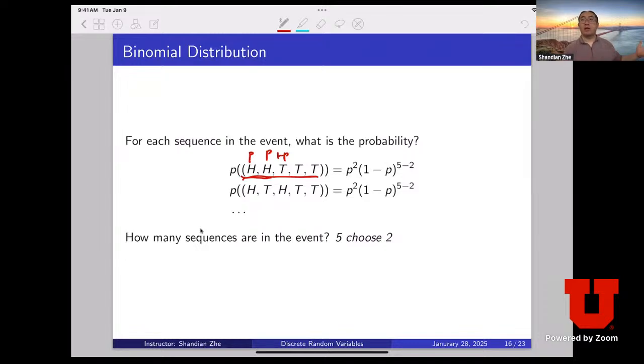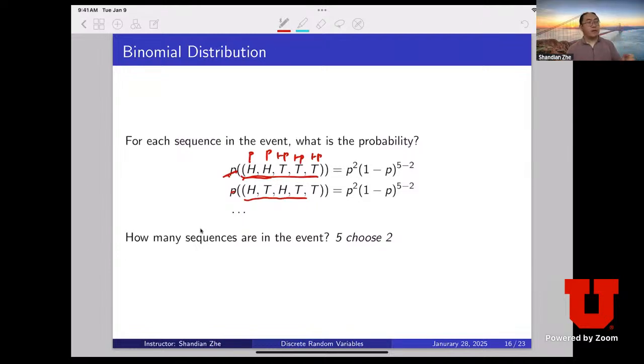Remember, every trial is independent of each other, right? So the next one, 1 minus P. The last one, you see the tail, the probability is 1 minus P, right? They're independent, so their joint probability is just multiplying all those factors together, which gives P to the power of 2, 1 minus P to the power of 5 minus 2, which is 3, right? And similarly, for another sequence, although this sequence and the second sequence and the first sequence are not the same, they actually are totally different outcomes.